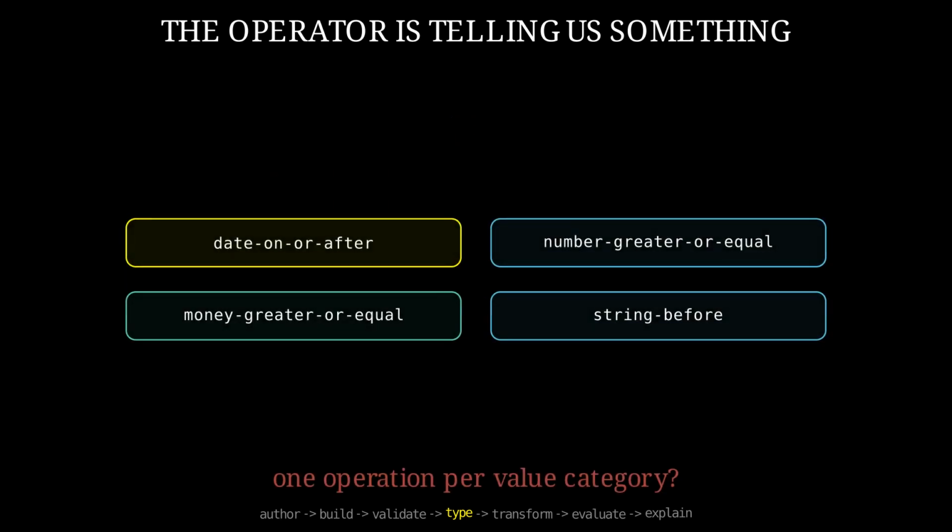Why not keep naming every operation that way? Date on or after, number greater than or equal, money greater than or equal, string before, and so on. We could, but then every value category duplicates the same ideas. And every new category expands the operator vocabulary again. That repetition is pressure for a type system. Describe what values are, then let general operations state which types they accept.